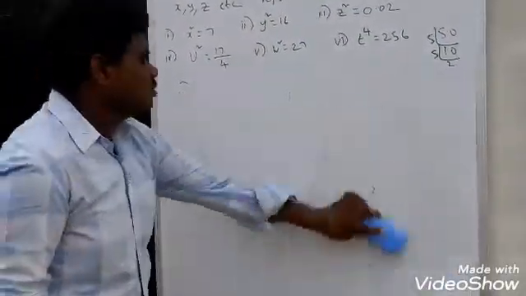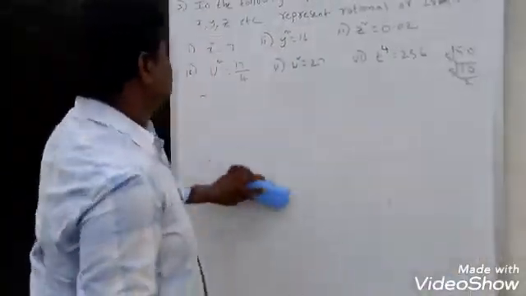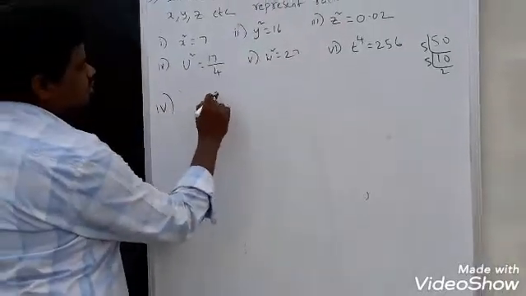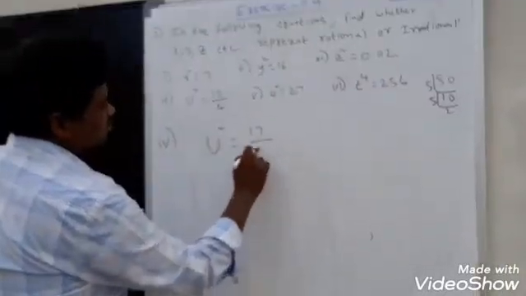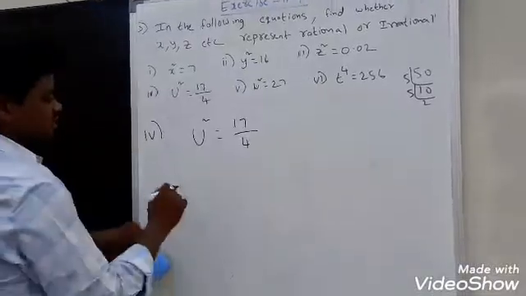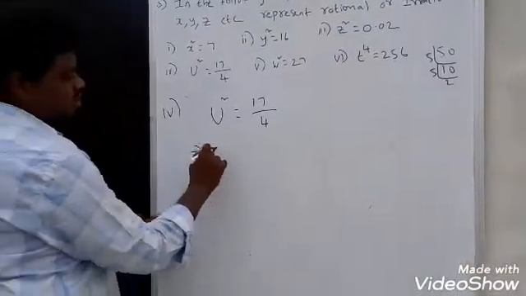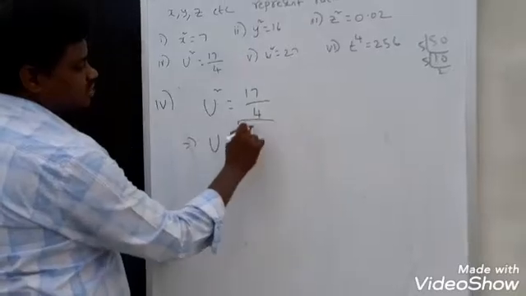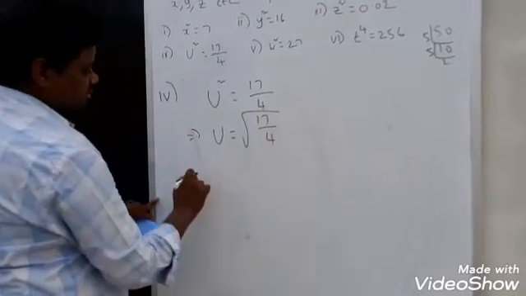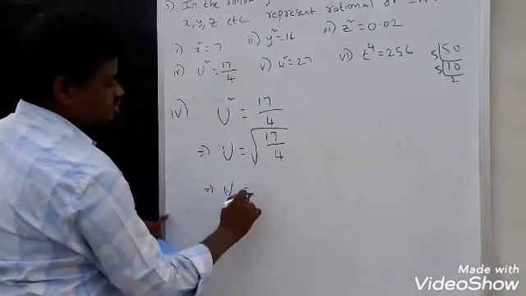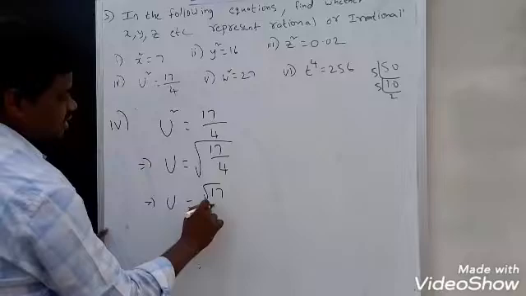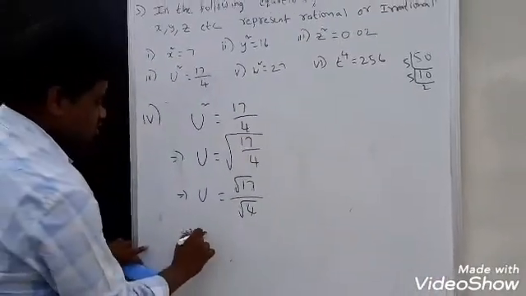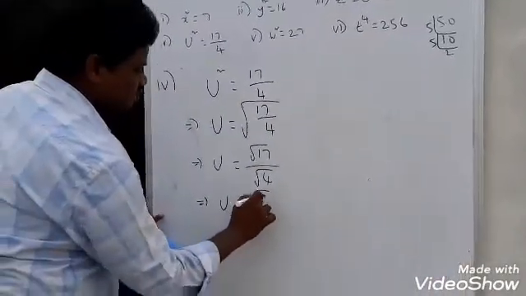So the fourth problem is here. u square equal to 17 by 4. Automatically, u can be written as, if you remove the square, root of 17 by 4. That means u equal to root 17 by root 4. That implies u equal to root 17 over the square root of 4.